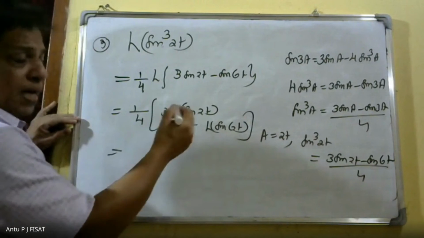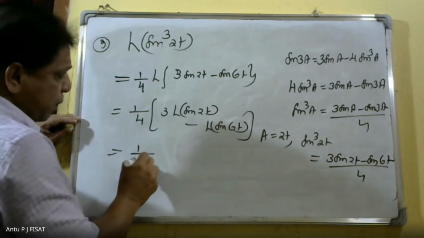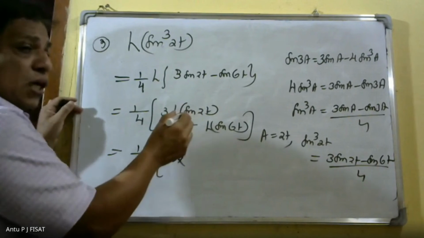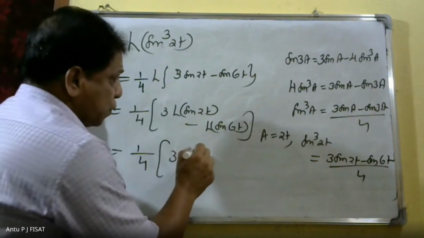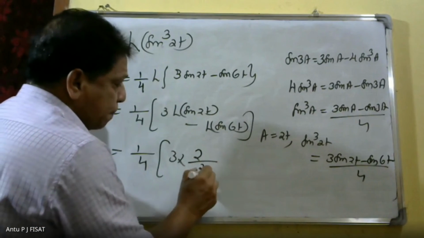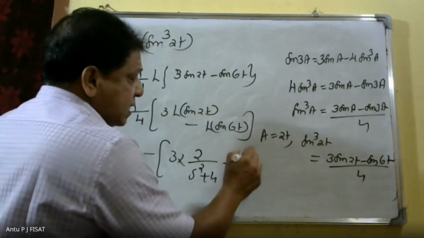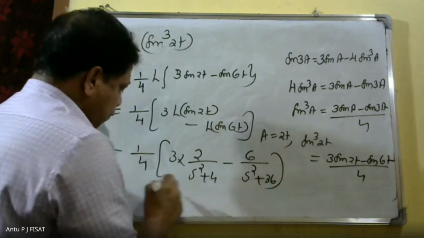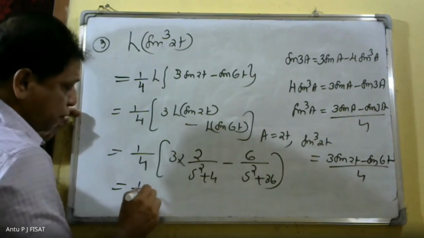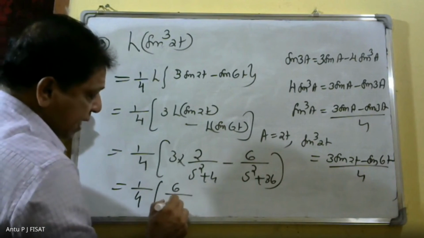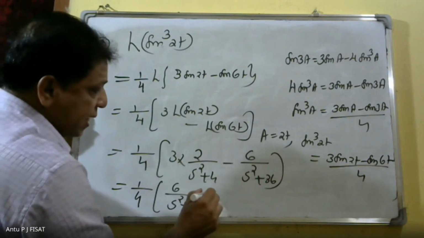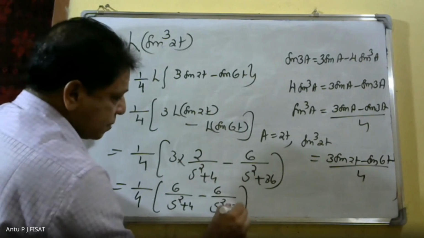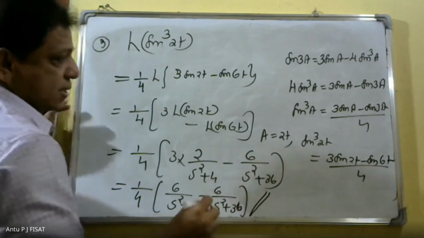Then we can directly apply the standard result, 1 by 4 into 3 into sin 2t. Laplace transform of sin at is equal to a by s square plus a square. Therefore, 2 divided by s square plus 4 minus 6 divided by s square plus 36. Therefore, the final answer will be 1 by 4 into (6 by s square plus 4 minus 6 by s square plus 36). This is the final answer.